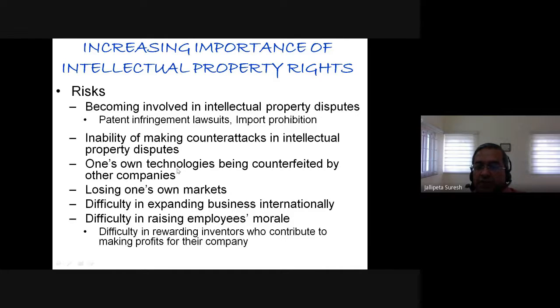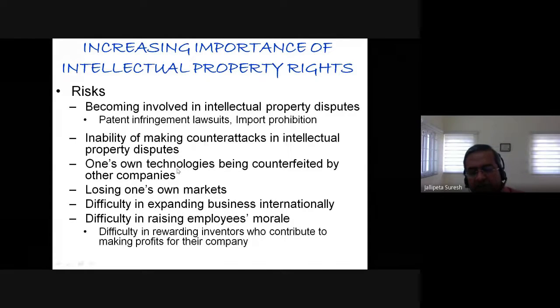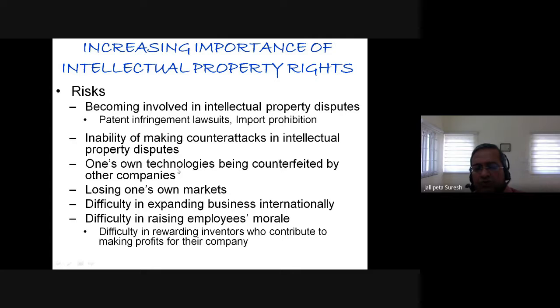And if you don't have intellectual property rights, it is difficult to counterattack if somebody alleges infringement. And the worst scenario is that if you have a new technology, a new product, and you don't have intellectual property, it could be easily copied by your competitors. And it is very difficult to expand business internationally unless you have protection in the form of an intellectual property right. And finally, when your organization has employees, how to motivate the employees?